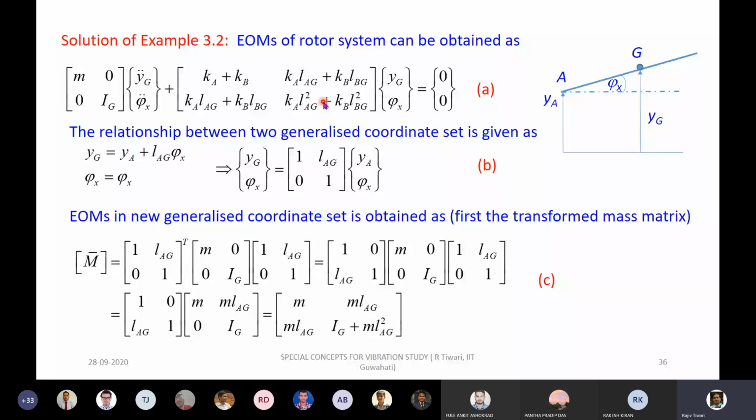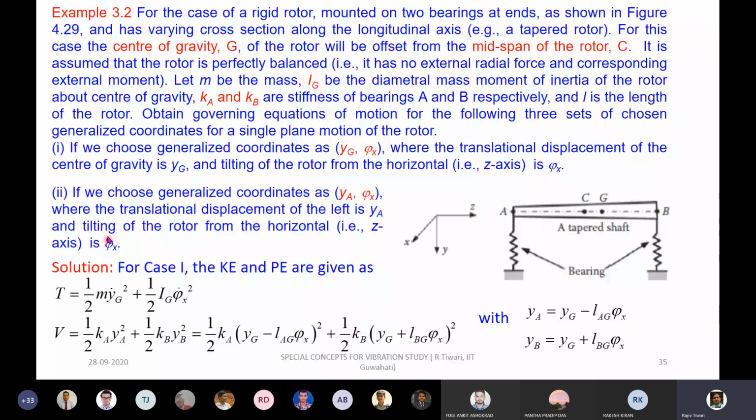Once we have the equation of motion in the chosen generalized coordinate, now if we want to obtain the equation of motion in, let us say, a new coordinate system. If you see the second part of the equation, let us say I want the equation of motion in generalized coordinates Ya and Phi x. So Y a is the displacement of the end A, and it is tilting about that. So that angle is Phi x.